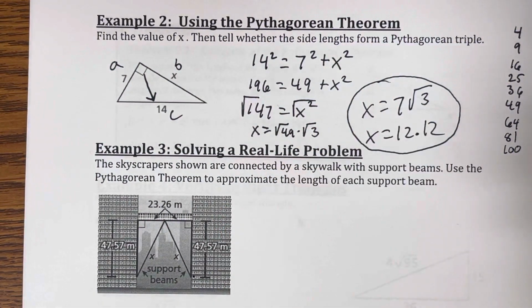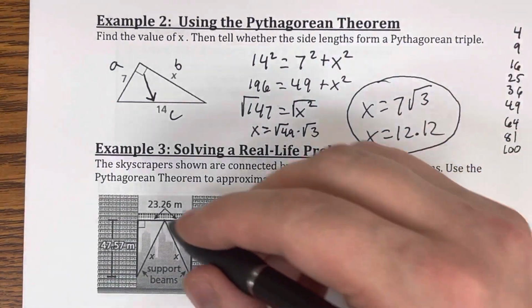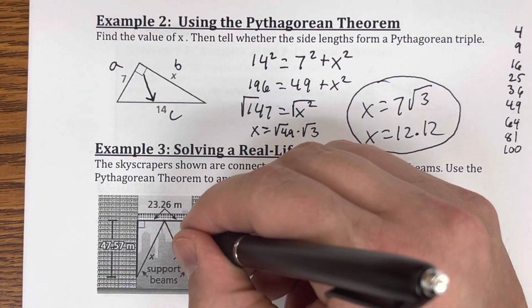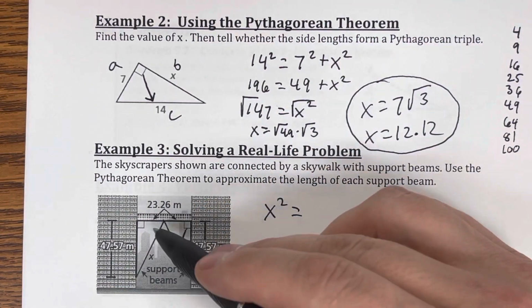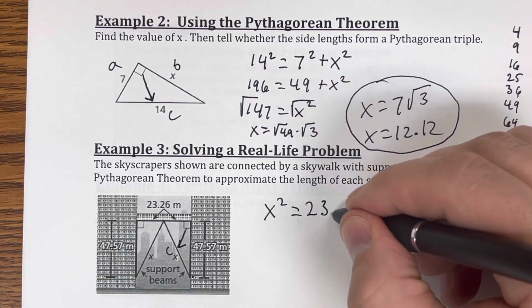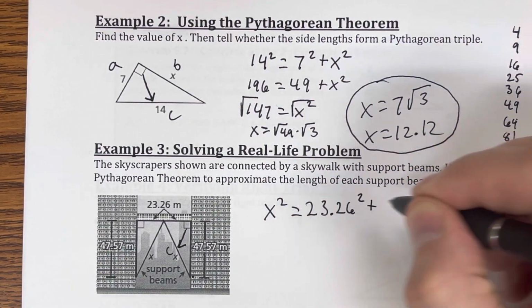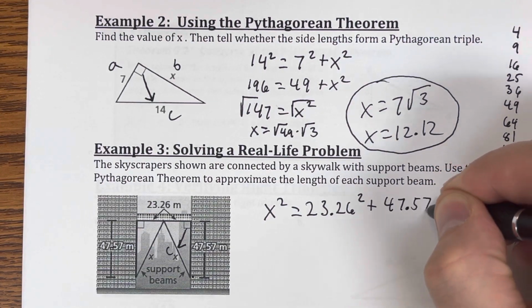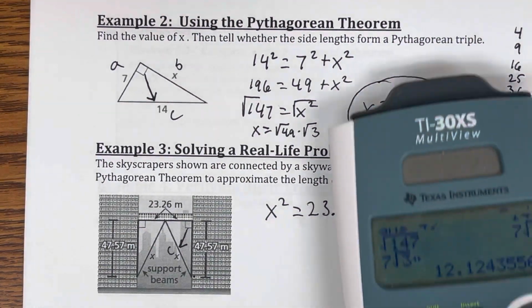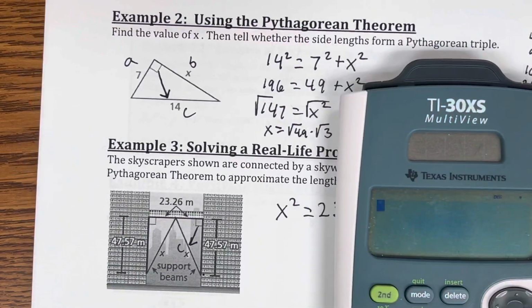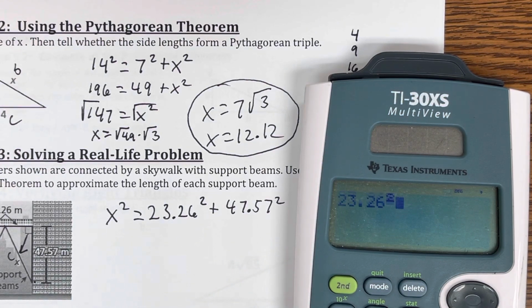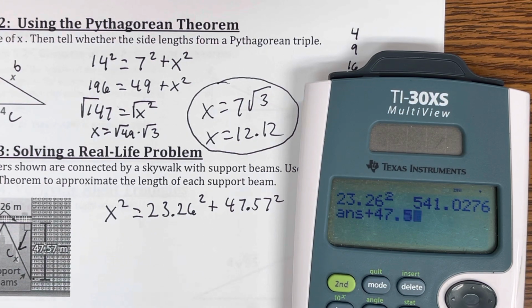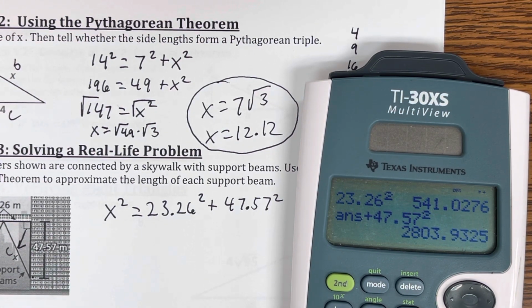So, on this one, I'm going to round it because it said to approximate it. So, x is across from the right angle. There's my c. So, x squared equals, looks like each one of these lengths is 23.26 squared plus 47.57 squared. So, I'm going to have to use a calculator for this. And I can type this whole thing into my calculator. I'm just going to use the squared button. So 23.26 squared, enter, plus 47.57 squared, enter. And I got 2,803.